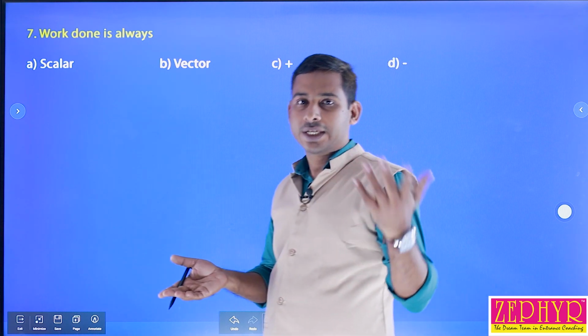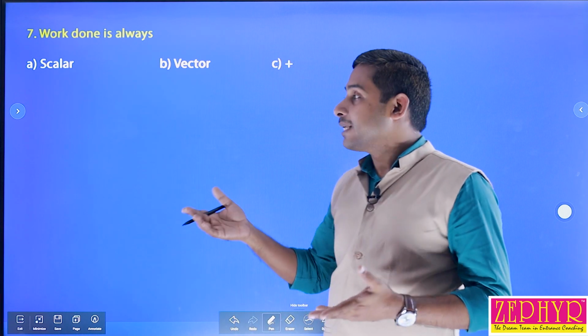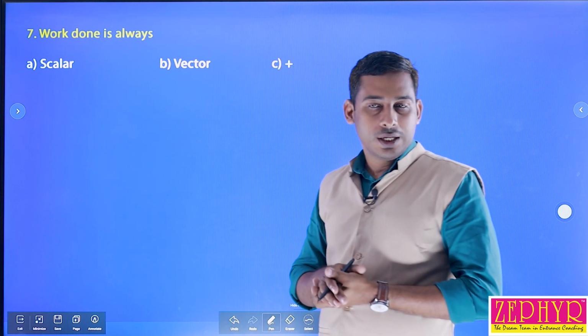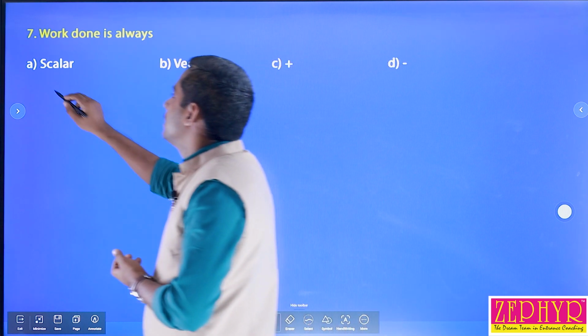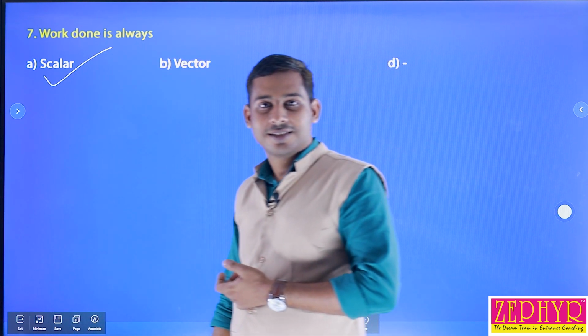A positive number will come, or a negative one also, but it does not have direction actually. Okay. So, the correct answer is scalar, right. Okay. Shall I move to the next question? Easy.